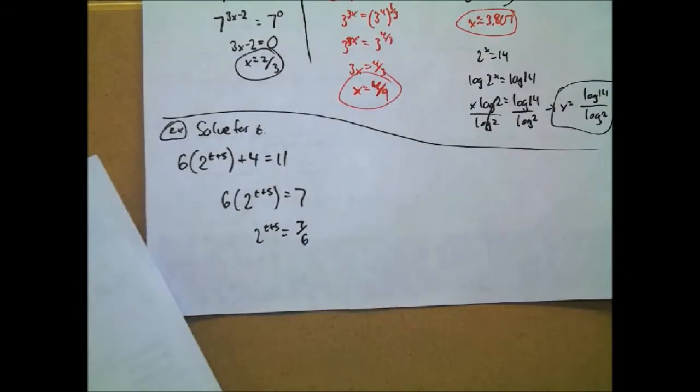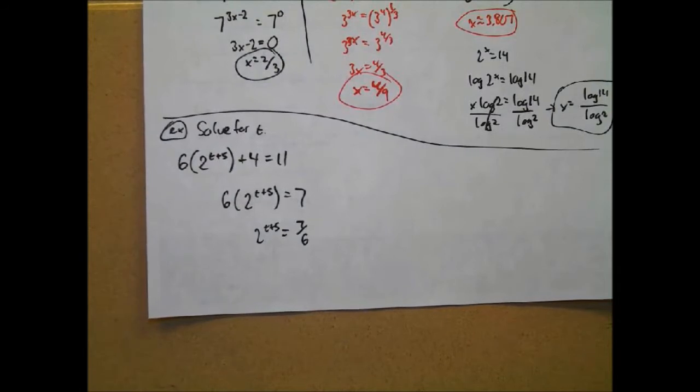This is just like what we had in the last one, though. What do we need to use at this point? Can we rewrite 7/6 as a power of 2? Not easily, right? So we need to use a logarithm. Okay? Does it matter what logarithm you use? No. You can use natural log. You can use log base 2.